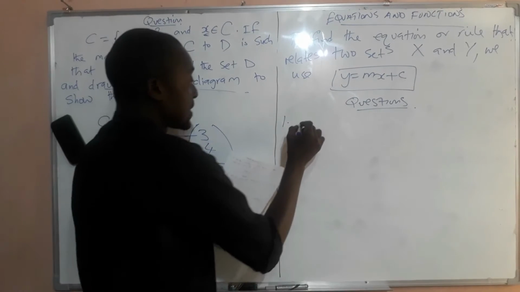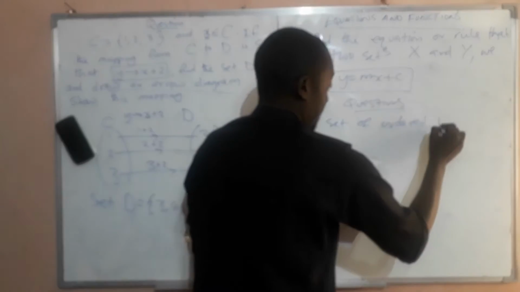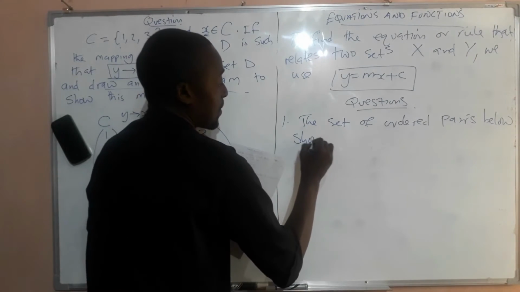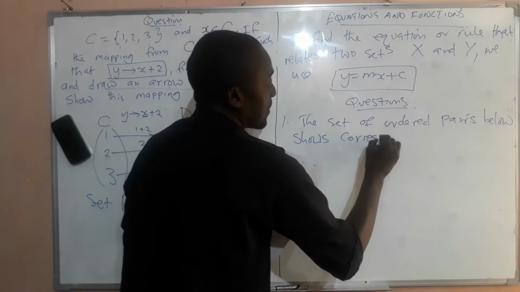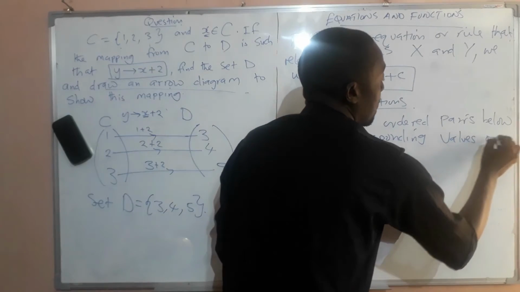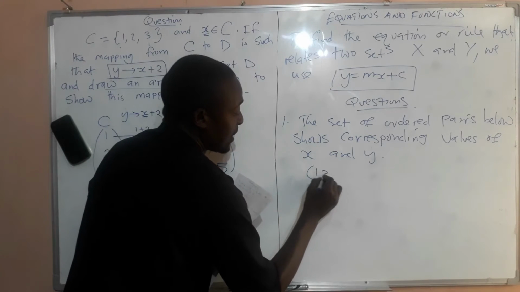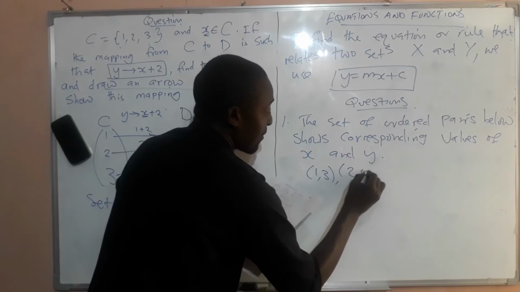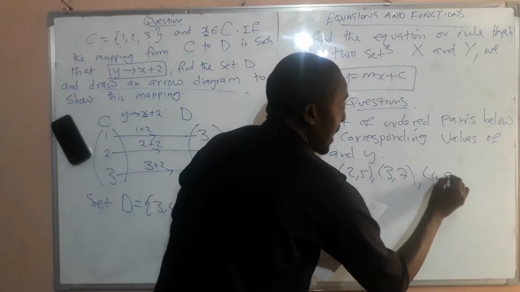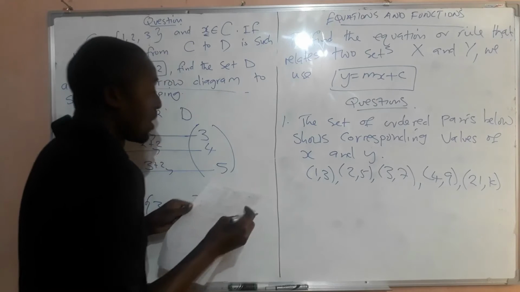So now the first one says the set of ordered pairs below shows corresponding values of X and Y. Okay, so we have (1,3), (2,5), (3,7), (4,9), and (21,k).